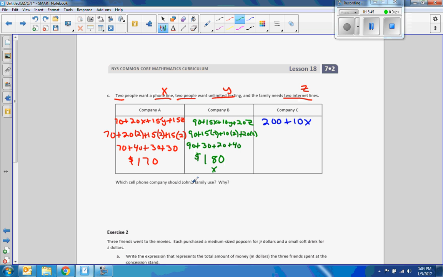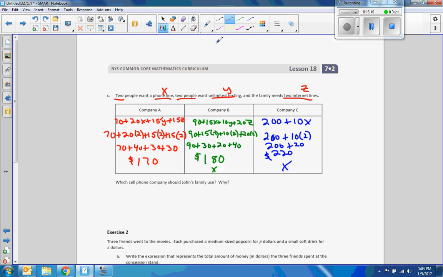Which cell phone company should they use? It will not be B. So let's see if C is cheaper than A. So it's 200 plus 10 times X, which is 2, 10 times 2, that's going to cost 220, or 200 plus 20, show all my work, which is $220. That is the most expensive, so I will not use that.